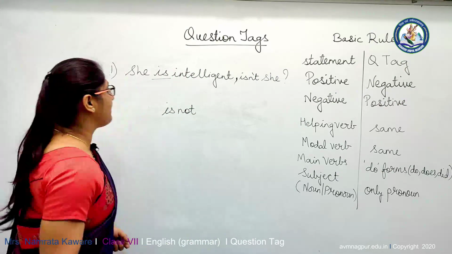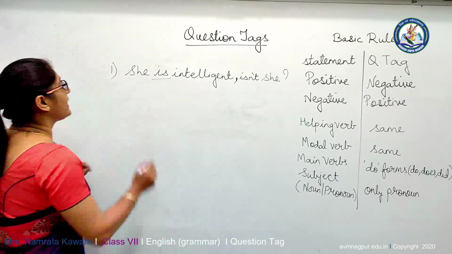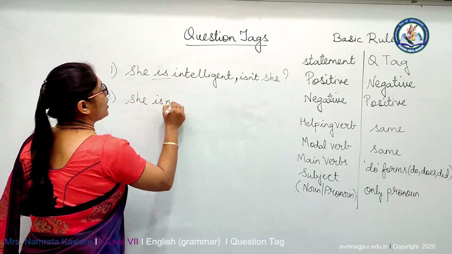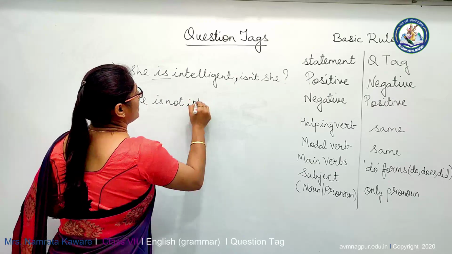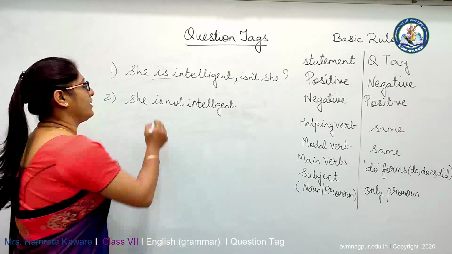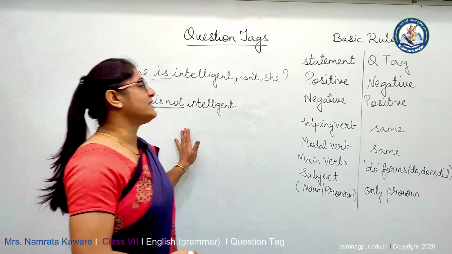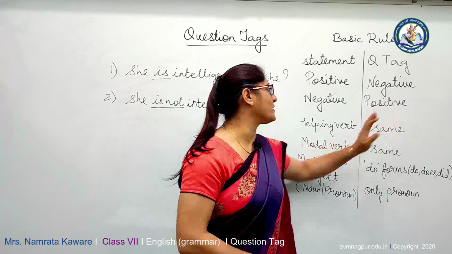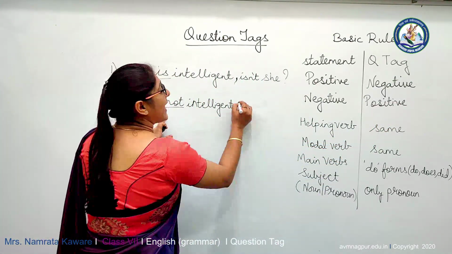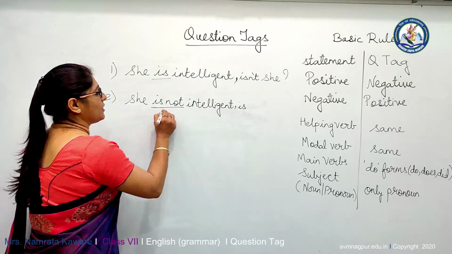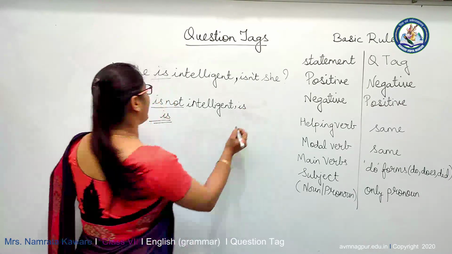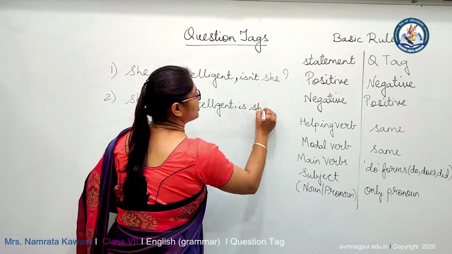Let's see the second example of same kind. I'll write the negative sentence of the same kind, she is not intelligent. Here, the word not tells us that the sentence is negative. If the sentence is negative, the tag has to be positive. Replace the full stop with a comma. The tag has to be positive, and the positive form of is not is is. And again we have got a pronoun over here, is she, and a question mark.